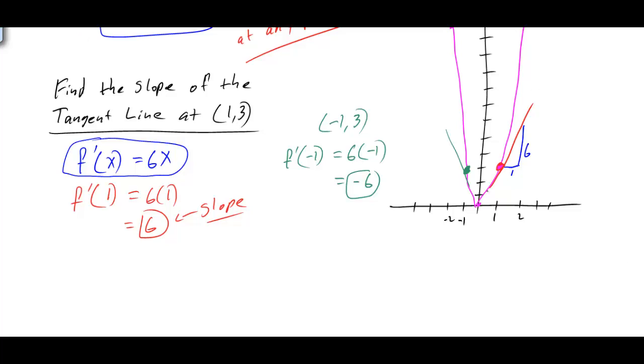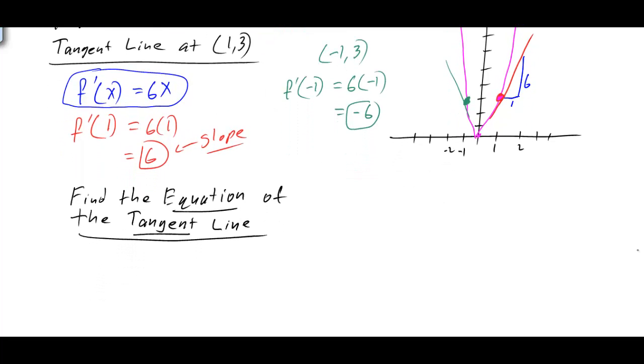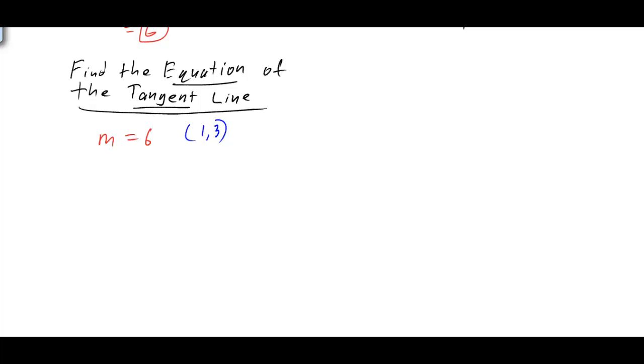Now, let's say, for example, over here we wanted to find the equation of the tangent line at the point 1, 3. Well, if we want to find the equation of any line, there's basically two things we need to know. We need to know the slope of the line, and we need to know a point on the line. Well, we know the point on the line is 1, 3. And we know from above, we just calculated the slope of our line to be 6. So now we have a point and we have the slope. So we can easily find the equation.